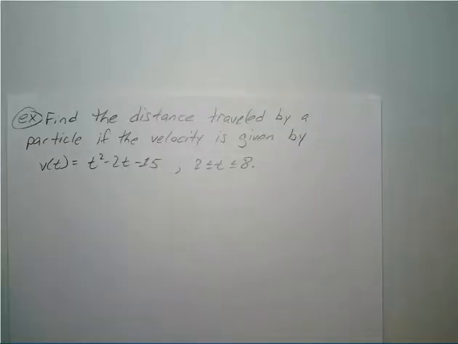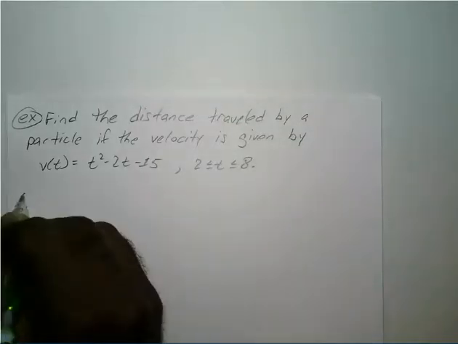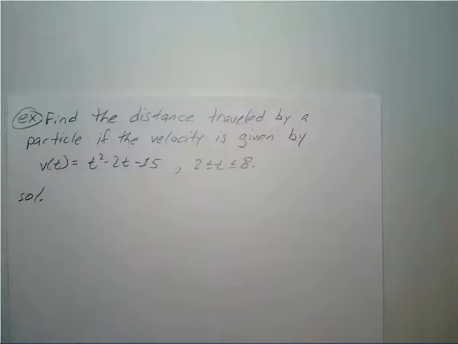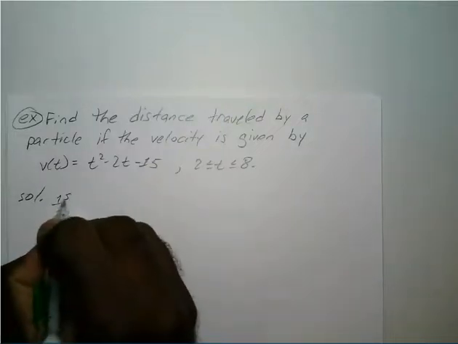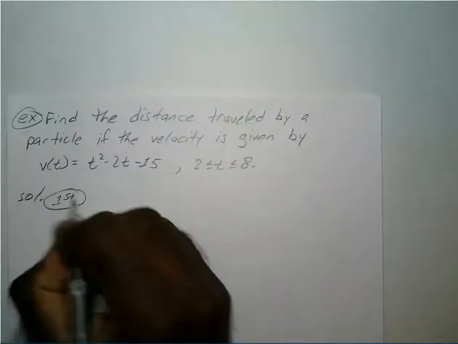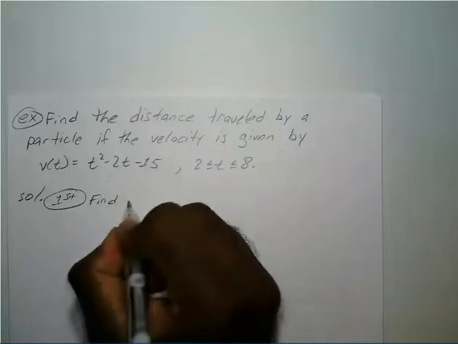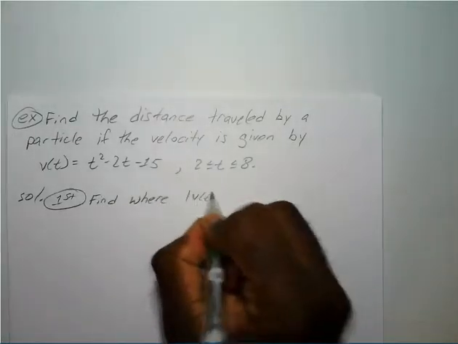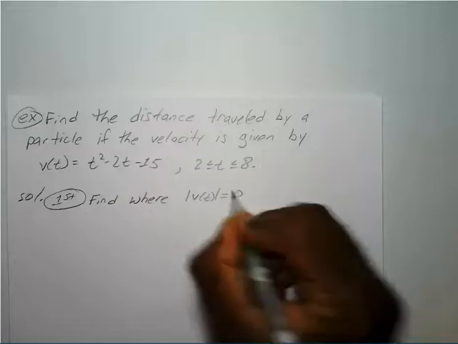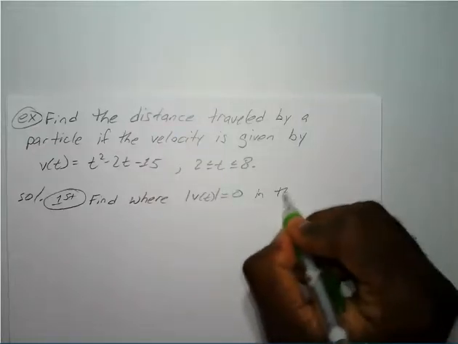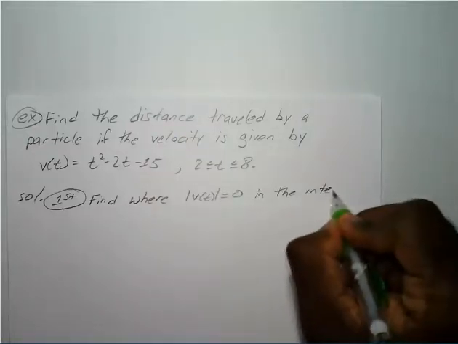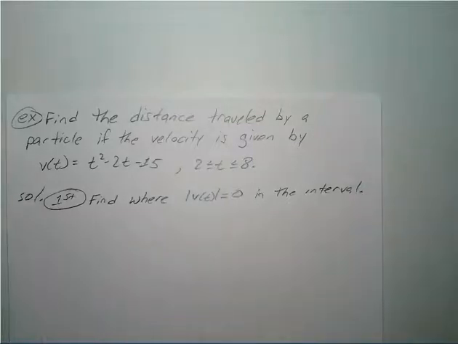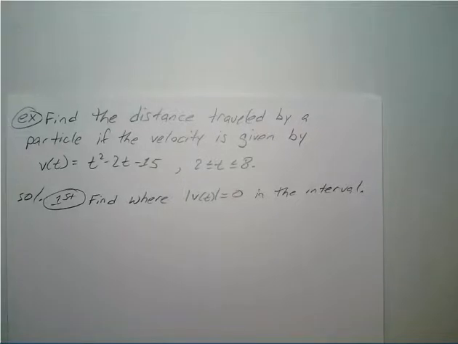To solve this particular one, the first thing you have to do is find where the absolute value of your velocity function is equal to 0 in the interval. It's the "in the interval" part that's pretty important.